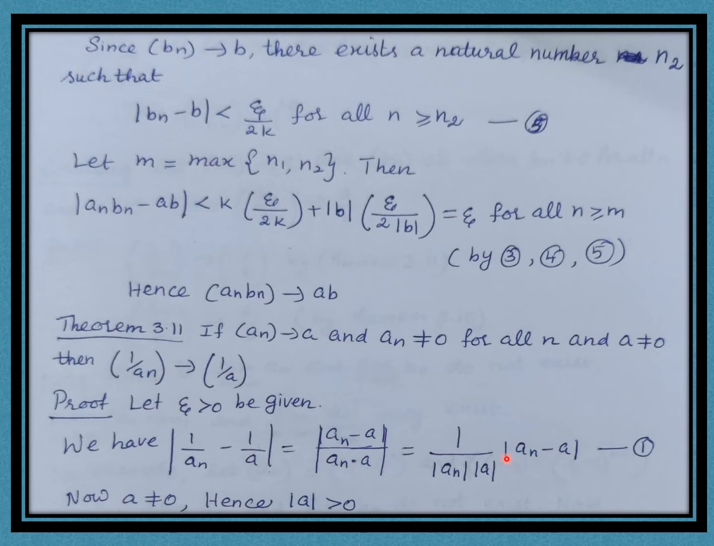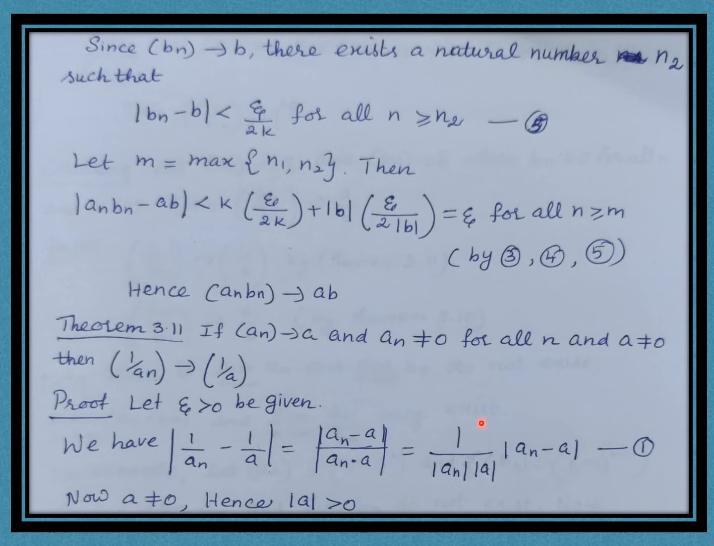For this part, I can find some epsilon. In the denominator, I have the absolute value of a. So in the numerator, I must have an absolute value of a also. Because a is not equal to 0 and a may take a positive or negative value, we know that the absolute value of a should be greater than 0, because the absolute value gives the positive value of the given number.